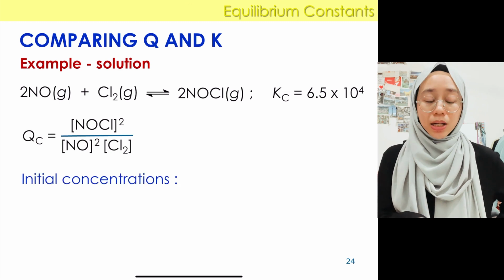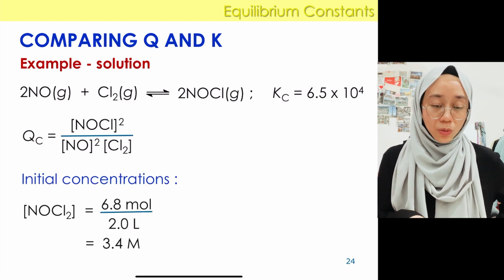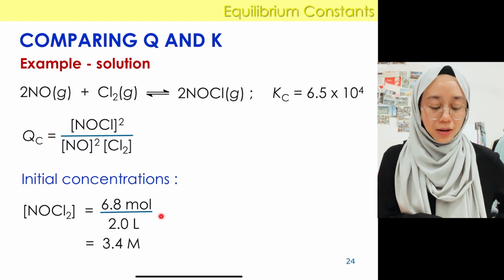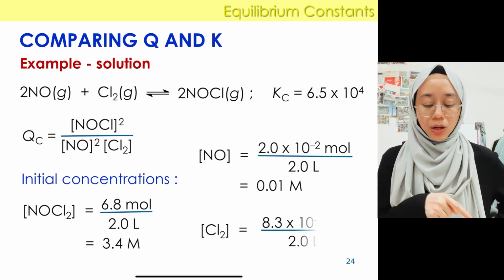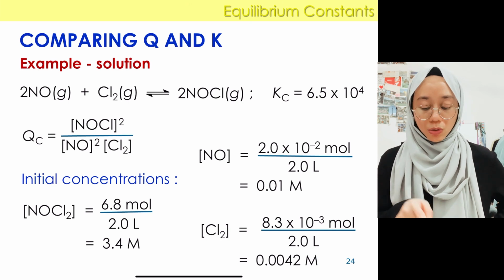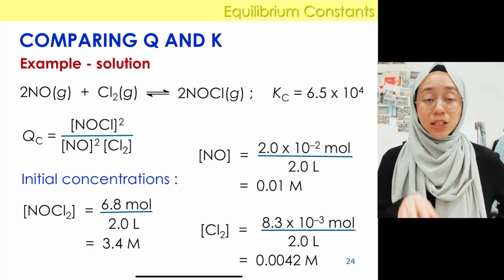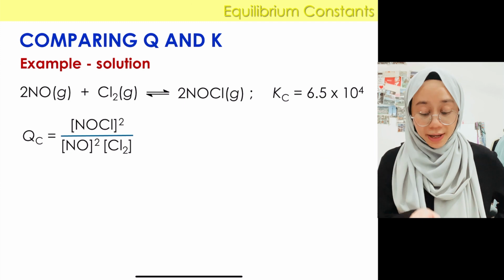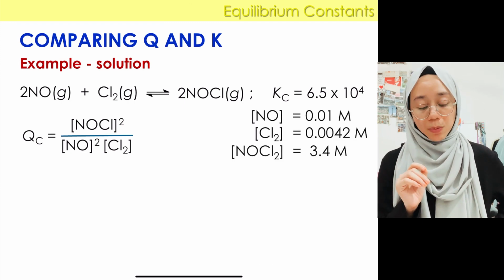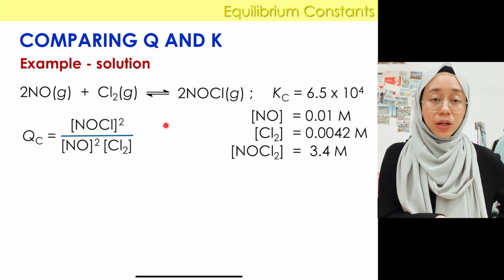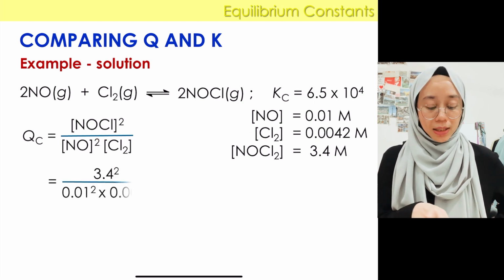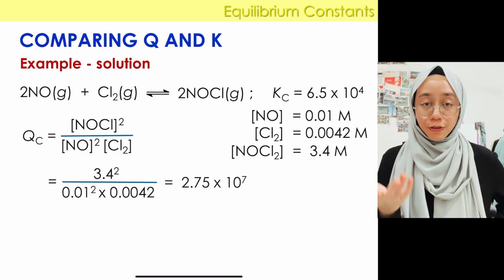So first kita cari initial concentration untuk NaOCl2, bermaksud yang ni adalah apa? Mole per volume. Okay, so you get 3.4. And then buat benda yang sama untuk NO, buat benda yang sama untuk Cl2. So you have all the initial concentration here. And then by using yang initial concentration yang kamu dah cari tadi, so substitute all the values here into kita punya QC expression. So once kita dah masukkan dalam tu, we can look for the QC then.